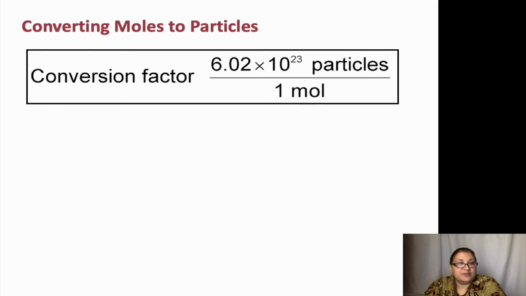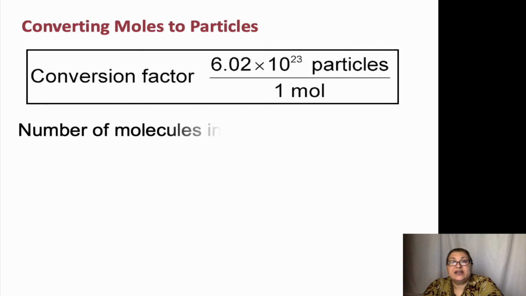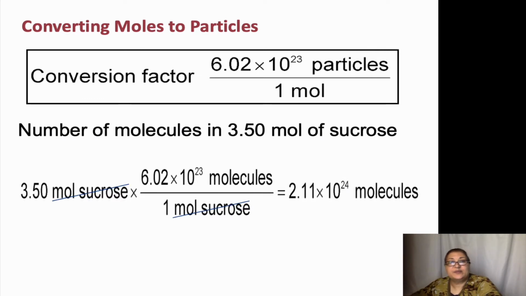Now you have two methods of solving this. The first one, you can just start with what's given. So the conversion factor is 6.02 times 10 to the 23rd particles per 1 mole. So the problem is number of molecules. What is the number of molecules in 3.5 moles? You always start with what's given, and you multiply by a conversion factor when you're going to molecules or atoms.